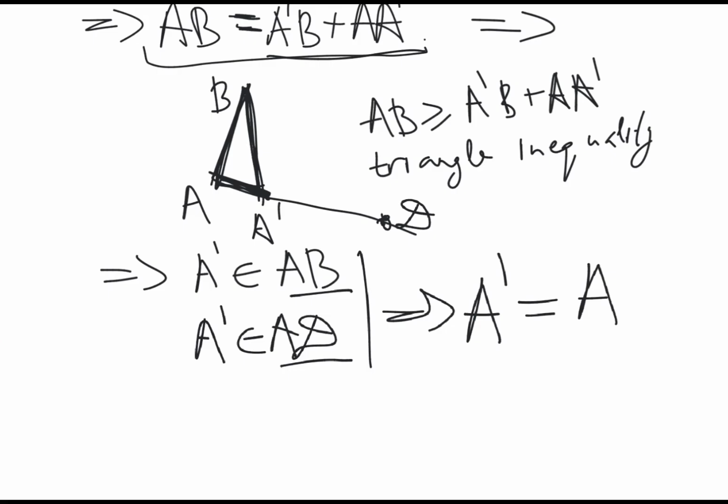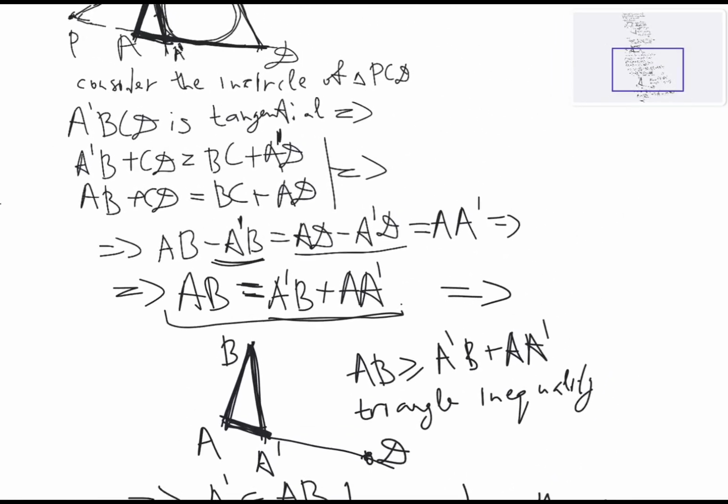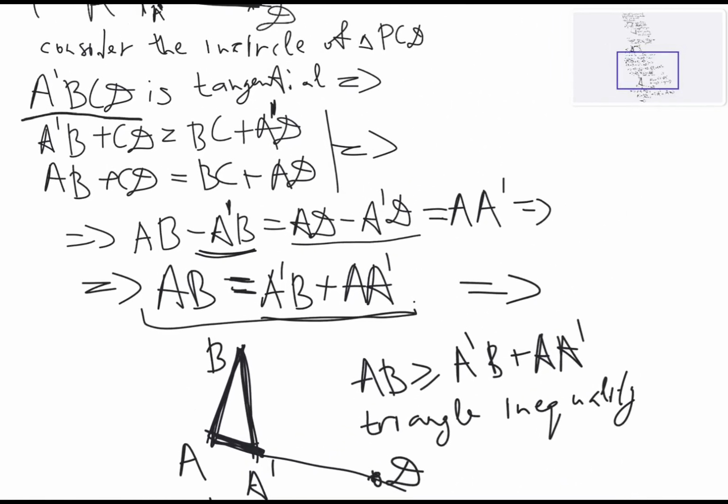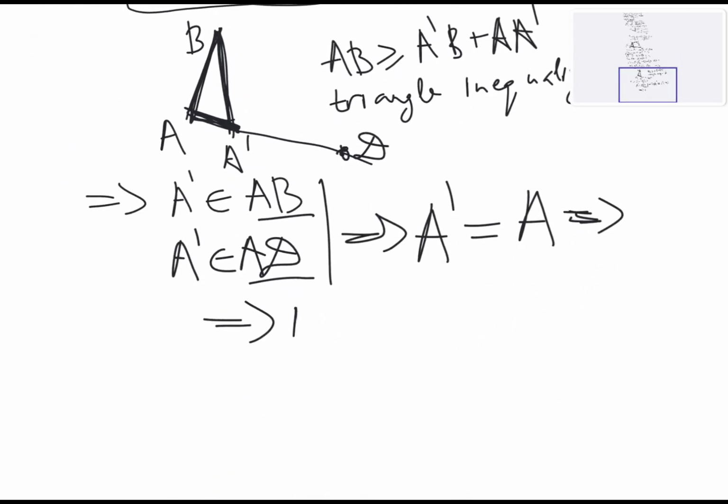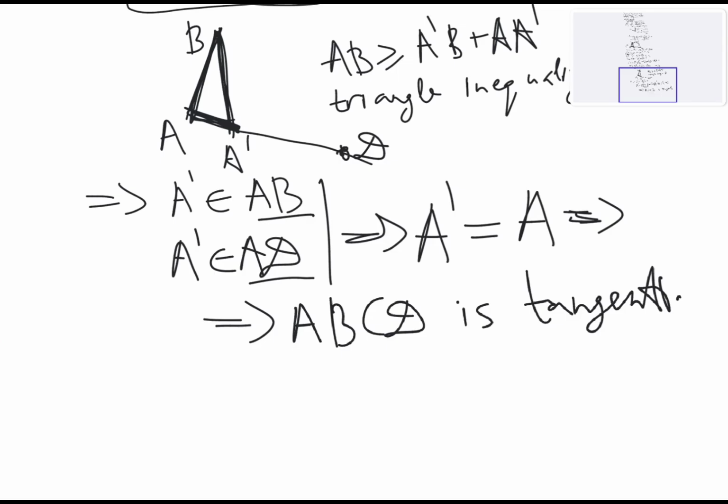From this we immediately conclude that because the quadrilateral A prime BCD was tangential, and since A is equal to A prime, therefore the original ABCD is also tangential. And this concludes the proof of the theorem.